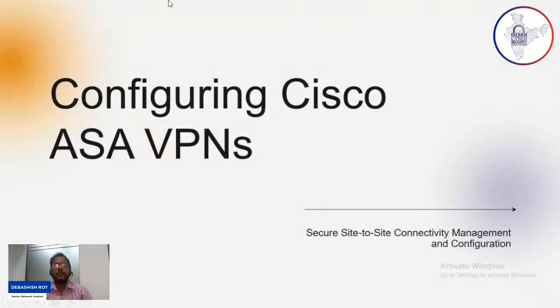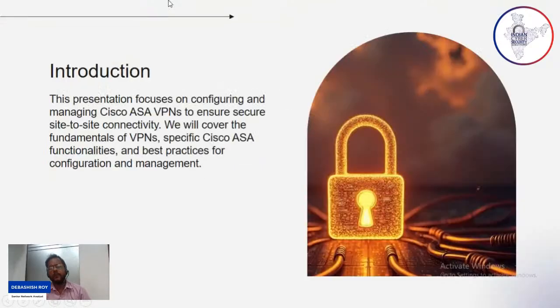So we'll discuss how to configure the Cisco ASA VPNs and secure the site-to-site connectivity, management and configuration of the VPN. We'll focus primarily on configuring and managing the Cisco ASA VPNs in general to ensure secure site-to-site connectivity. Also, we'll discuss the fundamentals of VPN. What is the VPN? Means the virtual private network, and specifically the Cisco ASA functionalities. And what is the importance of the ASA VPN in Cisco networking?